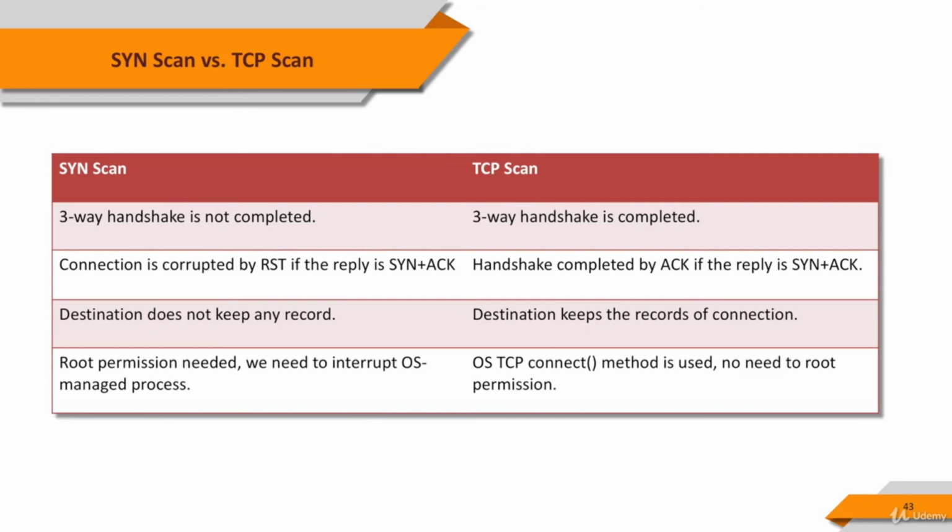Target machines are more likely to log the connection when the connection is established in TCP scan. No log for SYN scans because the three-way handshake is not established. Because the native operating system call is interrupted, SYN scan has to be run by a privileged user. TCP scan uses the system call, so it does not need extra privileges.